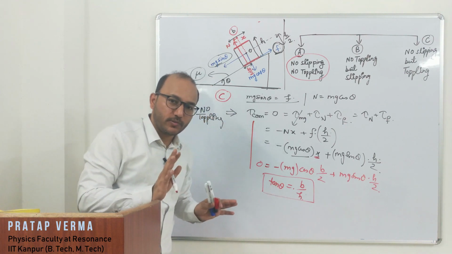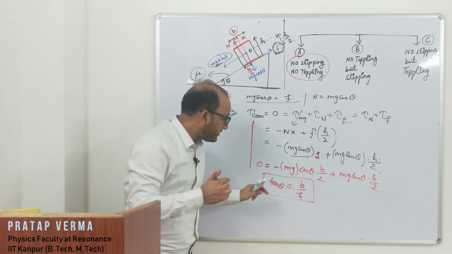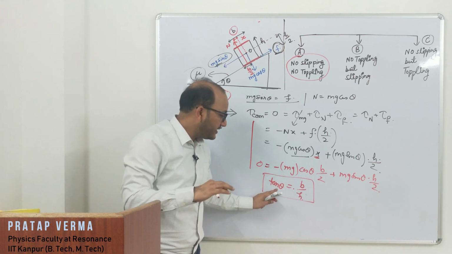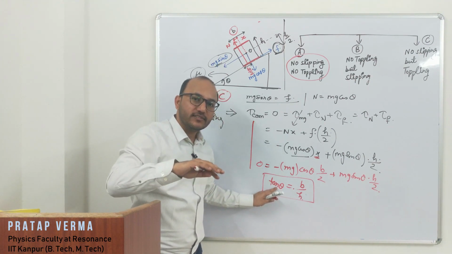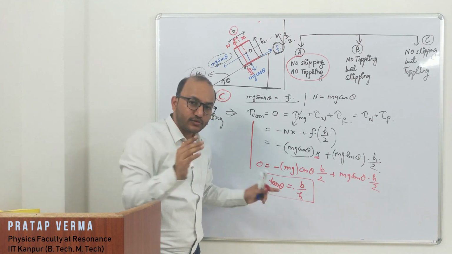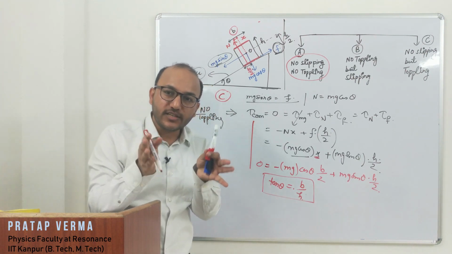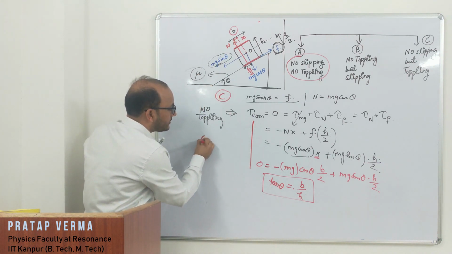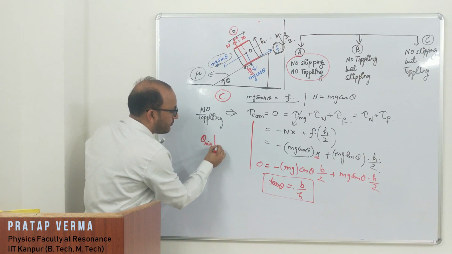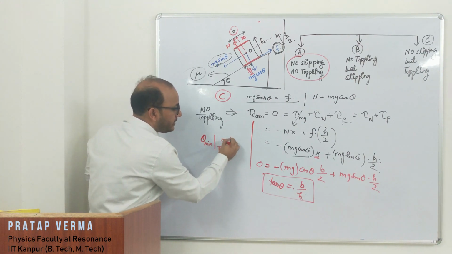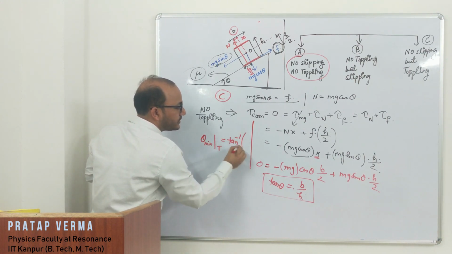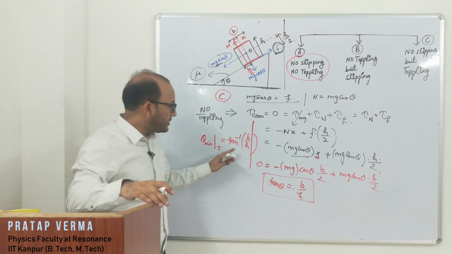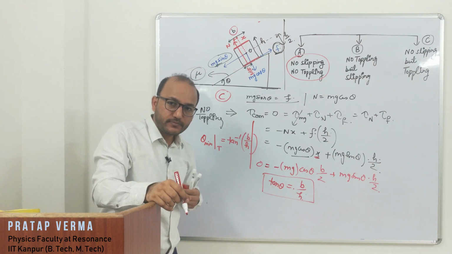You can see it in two possible manners. Either you say this is the maximum angle theta for which toppling does not take place, or you say this is the minimum angle for which toppling will just start. So this basically corresponds to the critical case. So I can now conclude that theta minimum for toppling will be equal to tan inverse b divided by h.